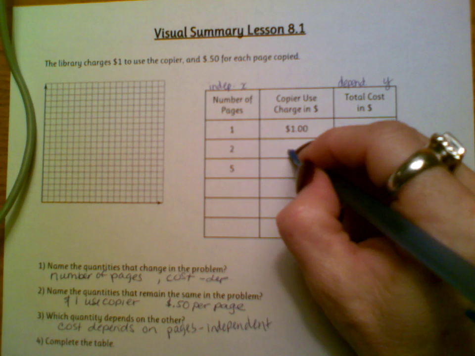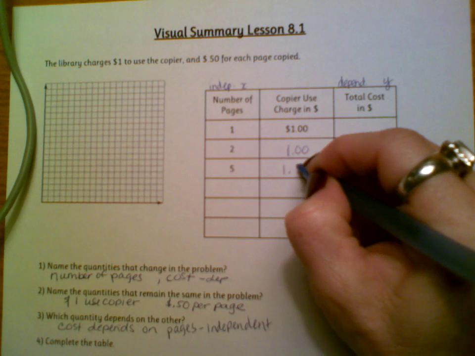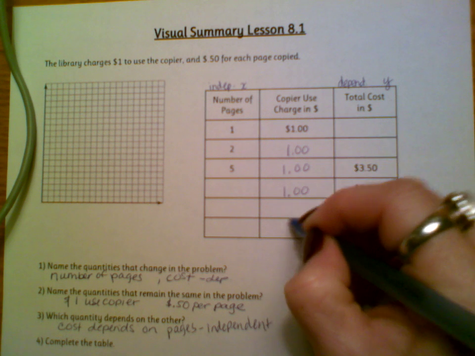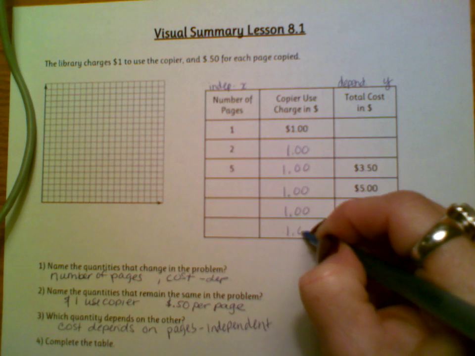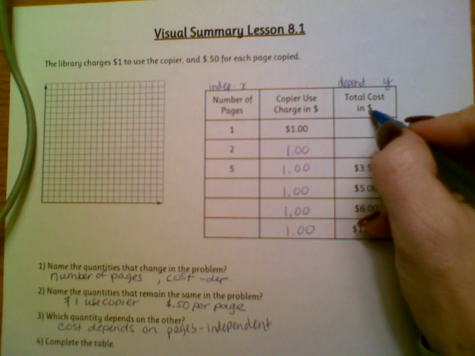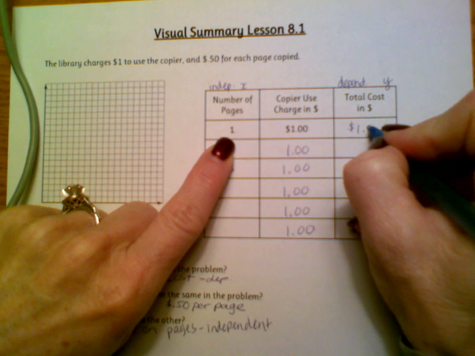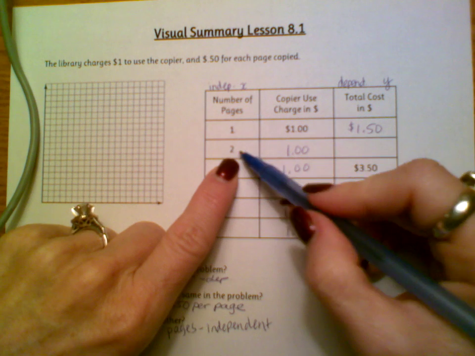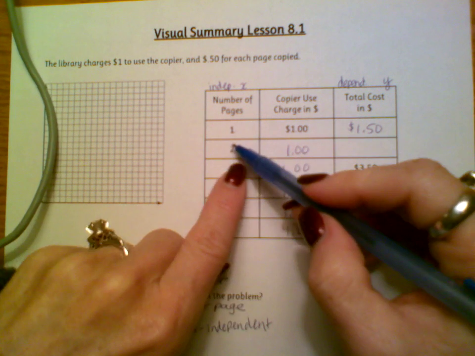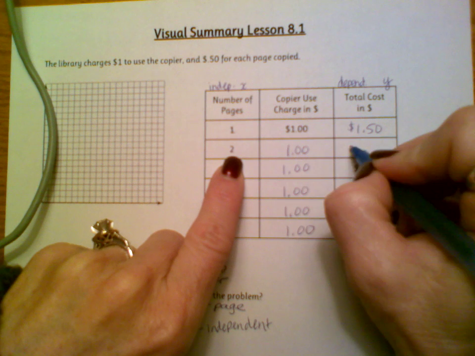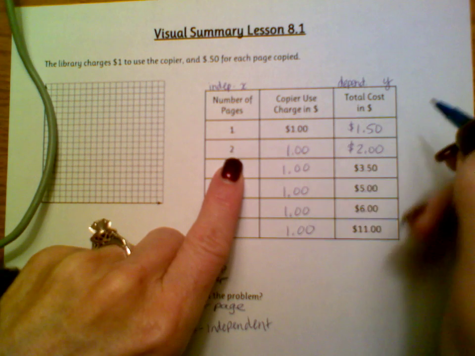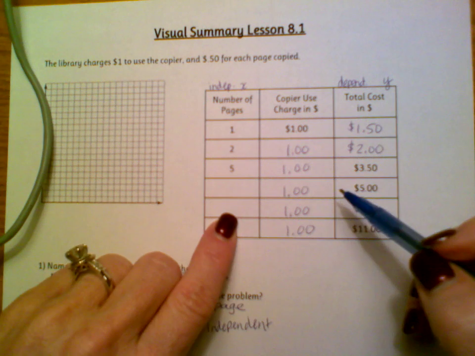Every single time they charge me $1 just to use the copier, so that's a flat fee. And then they charge me 50 cents per page, so if I do one page, altogether it would cost me $1.50. If I did 2 pages, it would cost me $1 plus 50 cents for each page, so altogether it would be $2. Now this doesn't just go up in order always, we have to check.